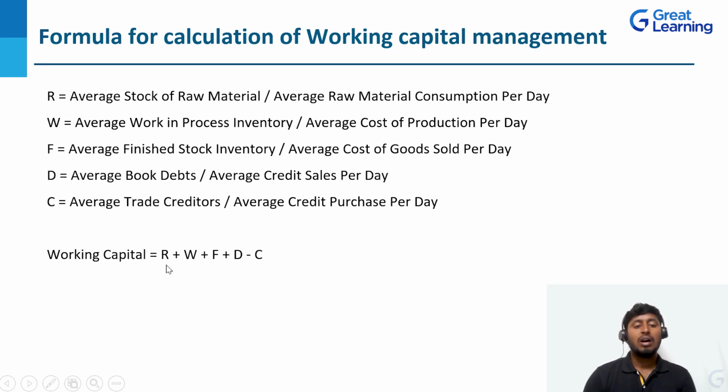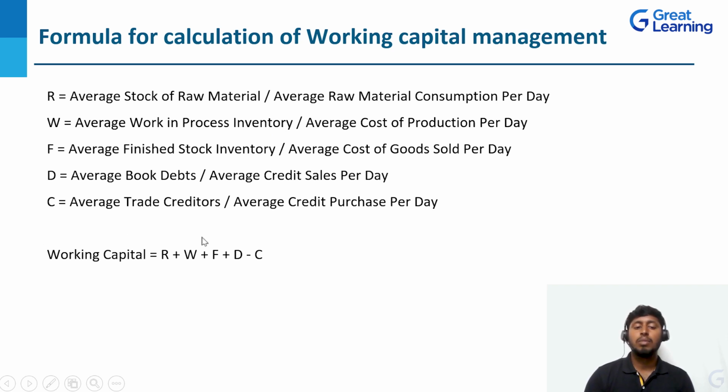the formula is equal to R plus W plus F plus D minus C. So we'll see one by one. R is equal to, that is raw material, average stock of raw material divided by average raw material consumption per day. Okay, per day information, we are going to calculate R. So we are going to get one number, plus W is nothing but work in progress: average work in process inventory divided by average cost of production per day.